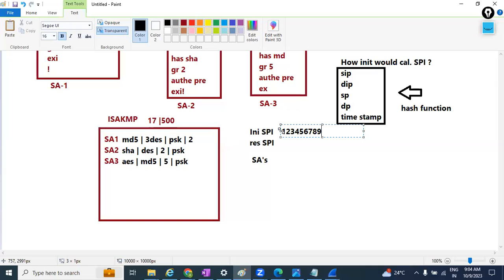Clear or not? Now, this is about the source IP. Who's the source IP from the initiator? 11.1. Destination IP 15.1. Okay. Source port 500. Destination port 500. Timestamp is, let's consider this is 10:01 minute and 15 seconds. Even after that, we have milliseconds and all those kinds of things.